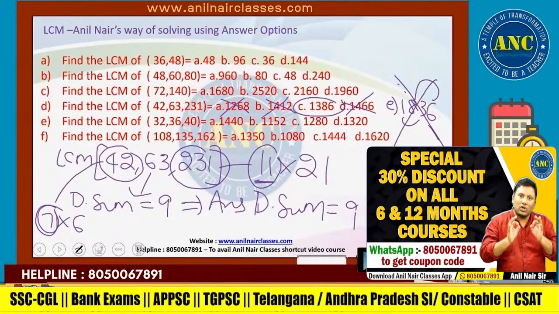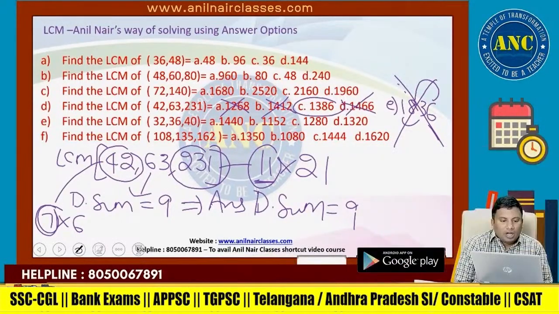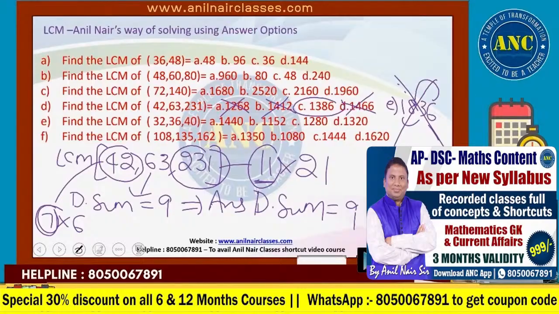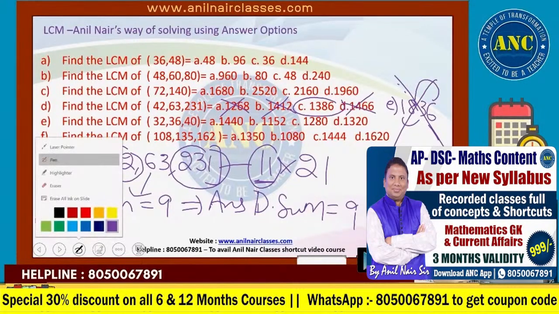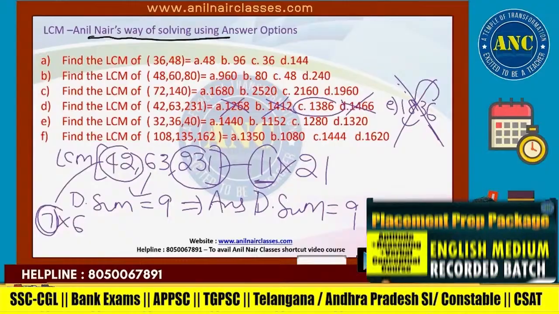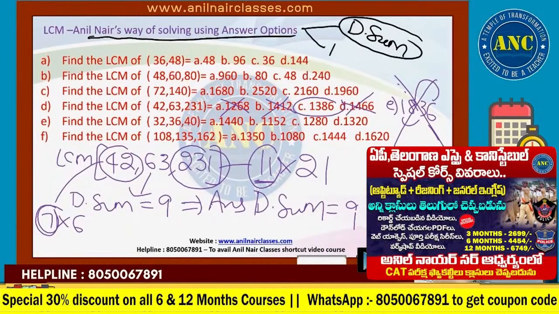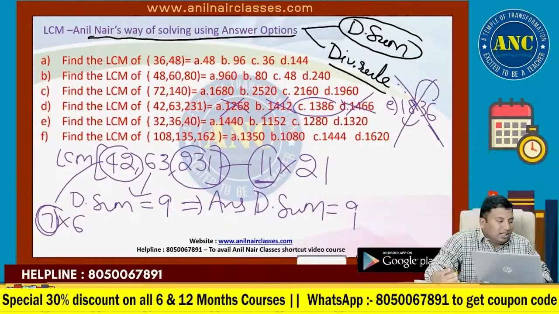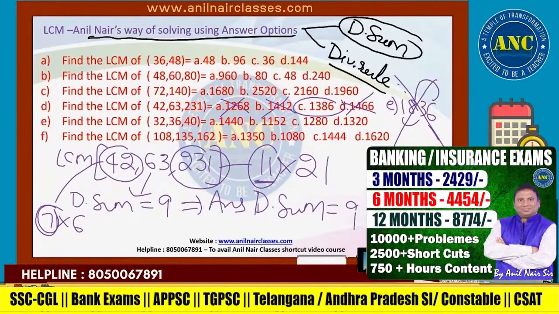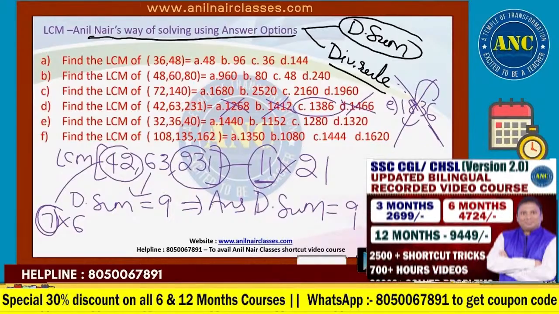1386. I hope the idea is clear. How to find the LCM? LCM can be solved by using the answer options. What are all the concepts that I can use? One is digital sum. Another is divisibility rule. Right?